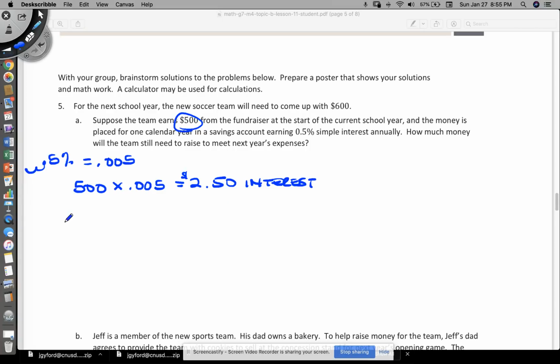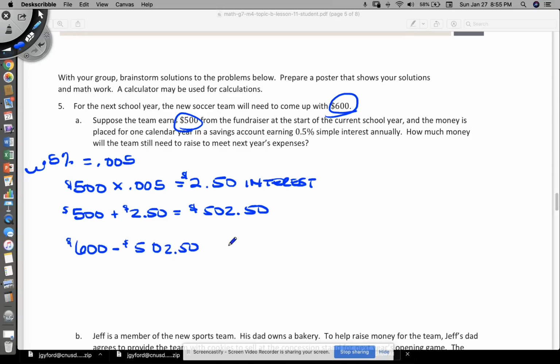Not too much there. So how much would be their total balance in the bank? That would be $500 plus the $2.50 brings them to $502.50. Now they need $600. So how much money do they still need to raise? So we're going to say $600 minus $502.50. So they need to raise $97.50 still.